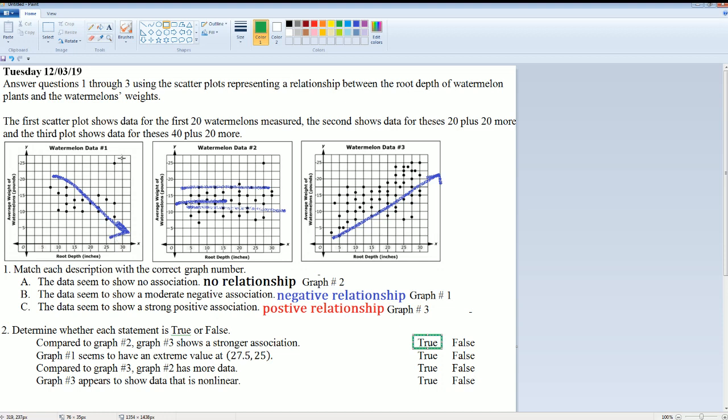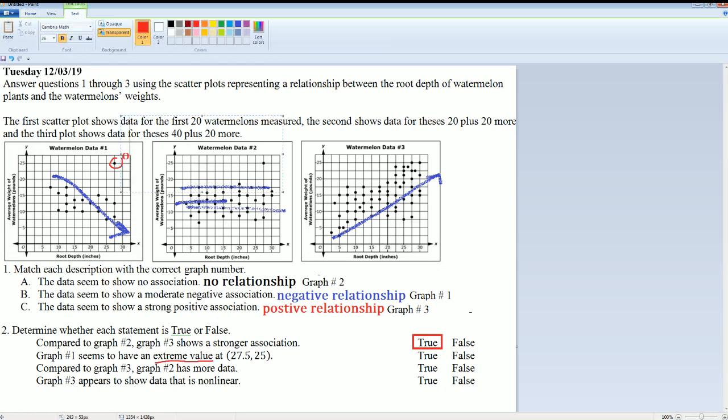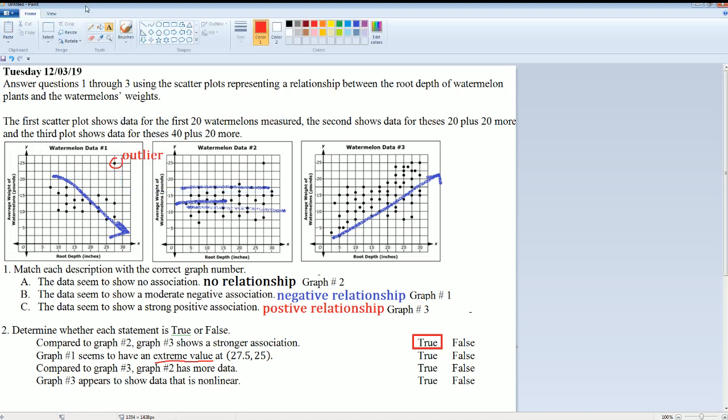Graph 1 seems to have an extreme value at 27.5 and 25. They are referring to this data point, and they say something called the extreme value. Another word for extreme value would be an outlier. I think that's how you spell it. And so we would say, yes, that would be considered an outlier.